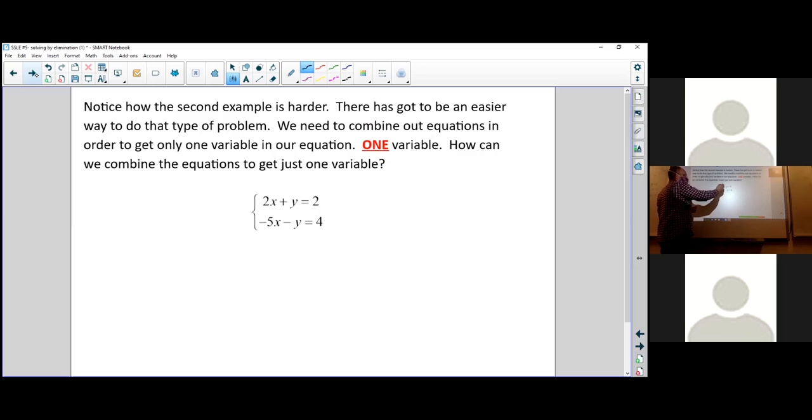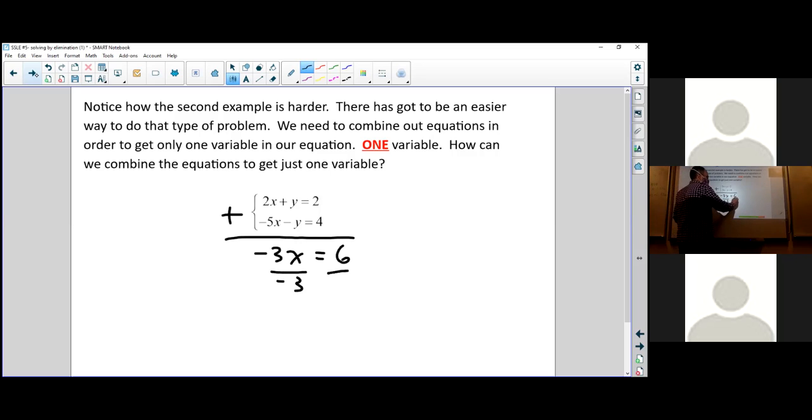Okay. What would happen if I added these two equations together? Would I get this? Yeah. And if that happens, then this takes place. Those cancel. Sweet. There's my first answer.